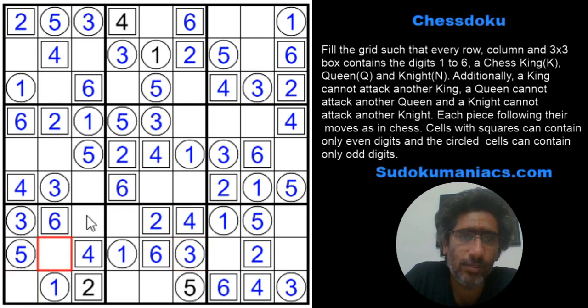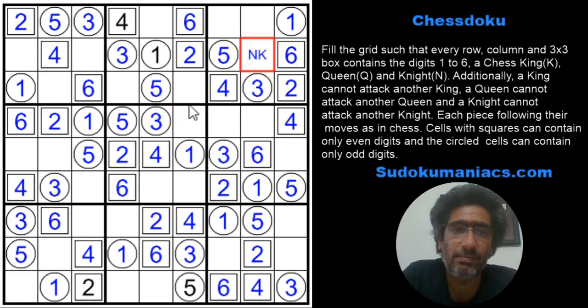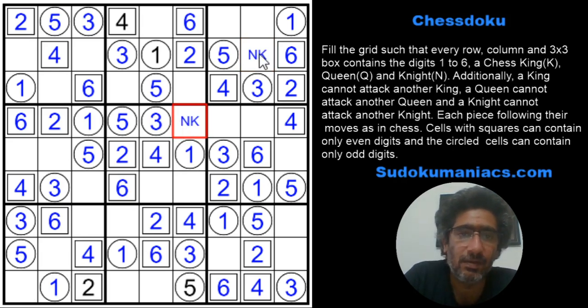Now the first thing that I notice in box 7 is all 3 are in the same diagonal, right? So irrespective of where the queen is placed in these 3 cells, it cannot be in these 2 cells, right? Because then we would have 2 queens attacking each other. So I'll place them as knight or a king, the pencil marking, right? Now, but this knight king also has to be in row 1. So this also has to be a knight king, correct?